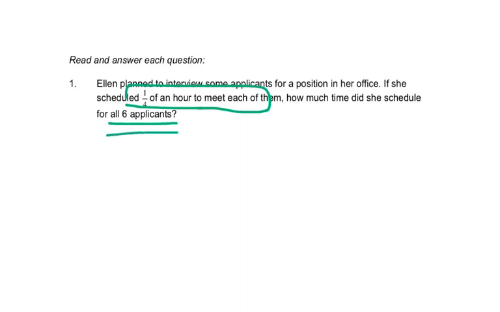We want to know about all 6. So here's one of those key words for multiplication: 1/4 of an hour for each of them. And who is them? Them are those 6 applicants. So I think I understand the problem. I'm going to translate the problem into math symbols or draw a picture or something. So one thing I could do, I don't have to do this, but I could draw my 6 little applicants.